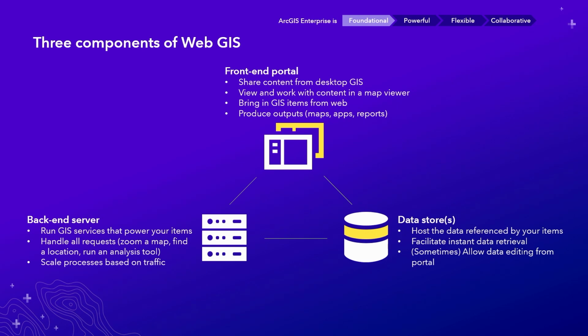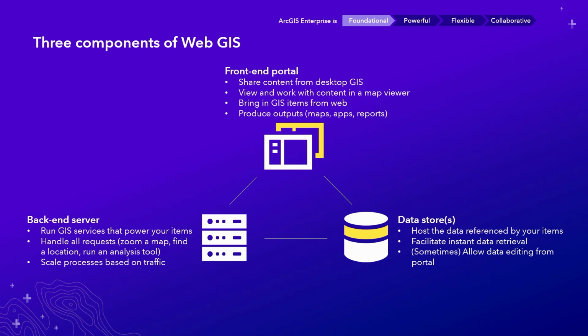And you can also bring in GIS items from the web. So you're not necessarily just confined to the data that you're publishing from ArcMap or ArcGIS Pro. You can bring in OGC services from a third-party server. Maybe you have some REST service URLs that you want to be able to consume in your web map as well. That's all there for you within the front-end portal. And it's not just for consuming those services. You can also produce outputs as well, creating those web maps, turning those web maps into web applications, running reports, and doing analysis on your data as well. Now, for the back-end server, that's the part that does all the heavy lifting on the back end here.